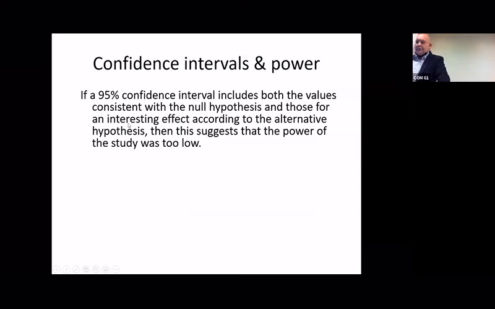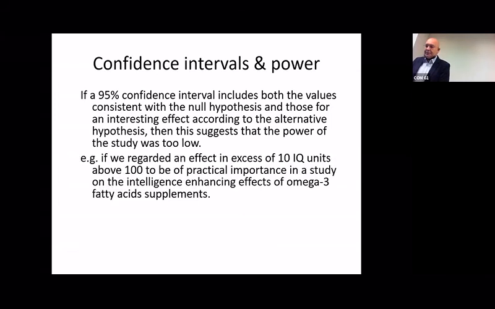I haven't talked about power yet, statistical power, and I will do that. If we've got a 95% confidence interval that includes both values consistent with the null hypothesis and those for an interesting effect according to the alternative hypothesis, then this suggests that the power of the study was too low. If the power of the study is too low, that usually means that you don't have enough participants in your study.